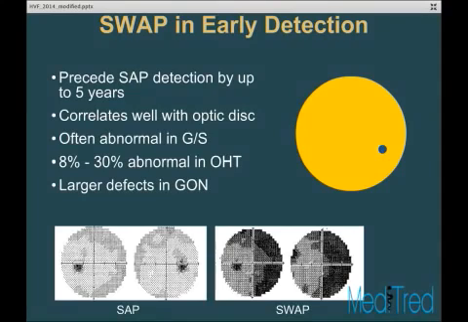So in the bottom, you can see how these 2 tests compare in a patient with early left-sided hemispheric plaques and MS. As you can see in the standard automated perimetry, the testing looks fairly normal, but there's an obvious homonymous defect showing up in SWAP testing.